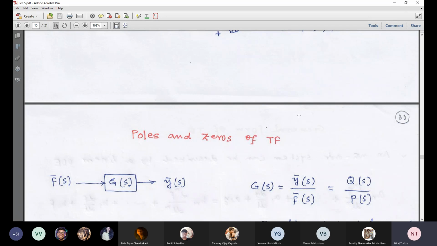Our next topic is poles and zeros of transfer function. We are gradually entering into the stability analysis. So before that, we need to know the poles and zeros of a transfer function. One thing I want to mention here: schematic, control configuration and block diagram, do not mix them up. Sometimes I ask students to develop the control configuration and they draw the block diagram. Be cautious.